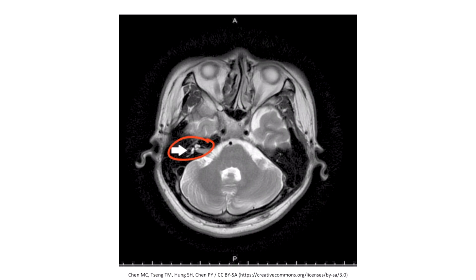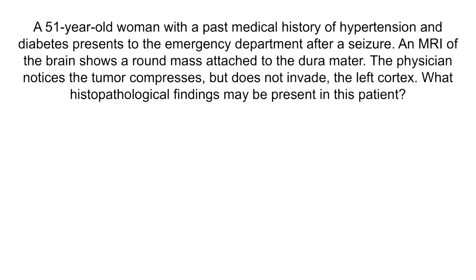All right, let's review with a quick question. A 51-year-old woman with a past medical history of hypertension and diabetes presents to the emergency department after a seizure. An MRI of the brain shows a round mass attached to the dura mater. The physician notices the tumor compresses but does not invade the left cortex. What histopathological findings may be present in this patient?